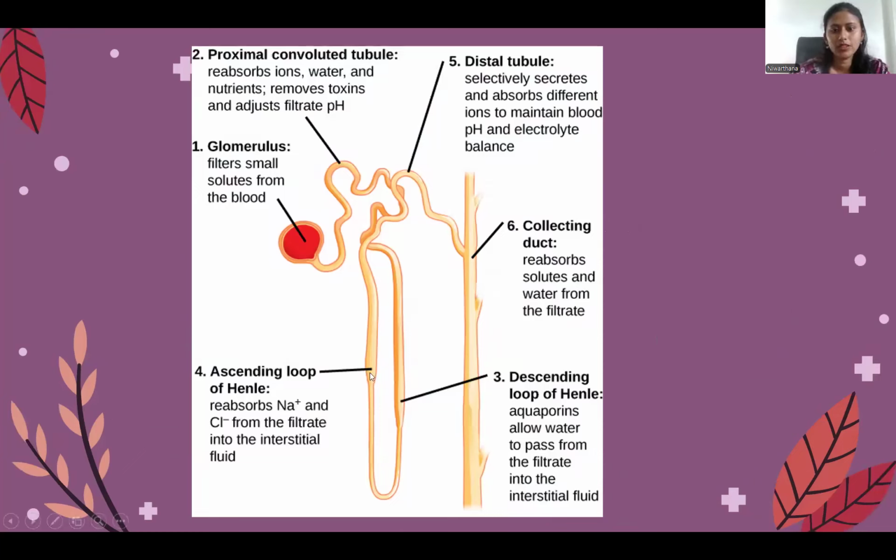So this is the structure of a nephron. It is made up of the glomerulus, the proximal convoluted tubule, the loop of Henle, with its descending limb and ascending limb, the distal tubule, and the collecting duct. They are the main parts of the nephron. In future slides, we are going to talk about each of these parts.